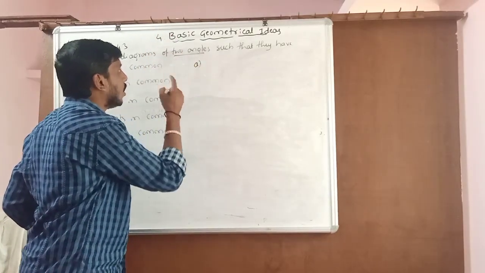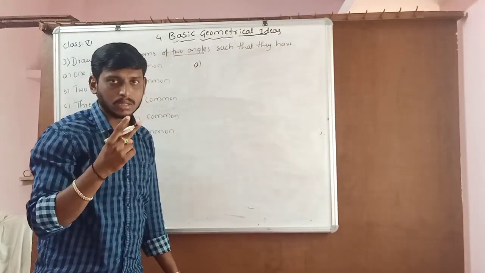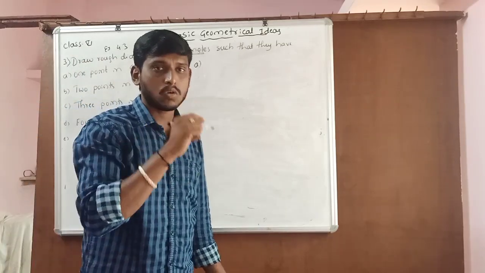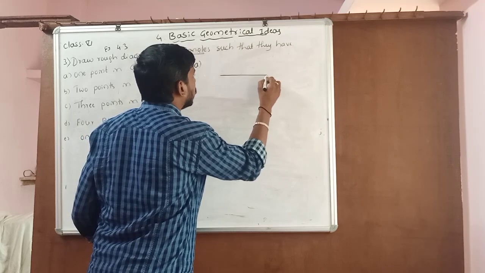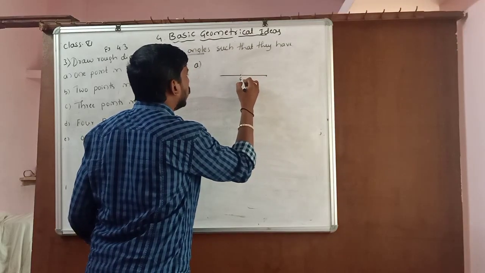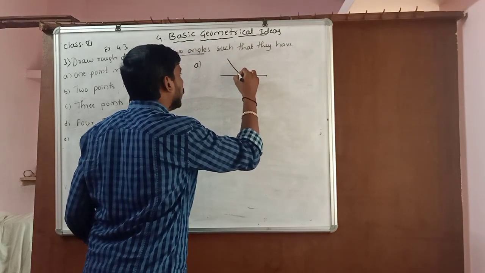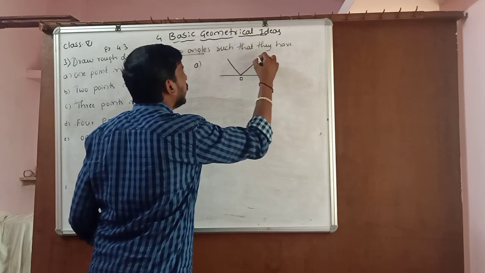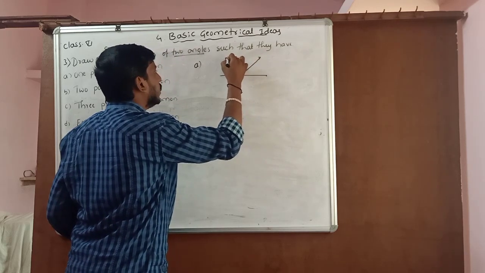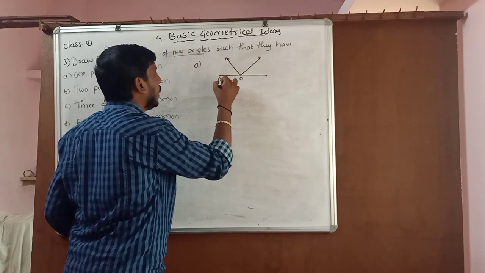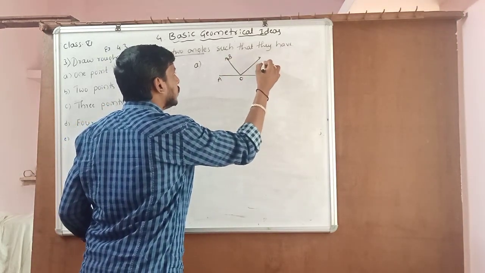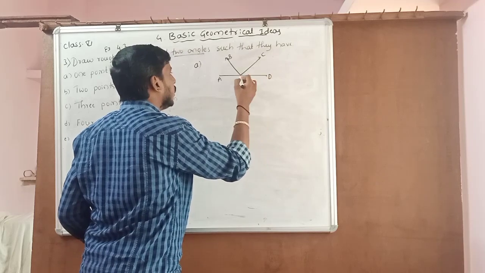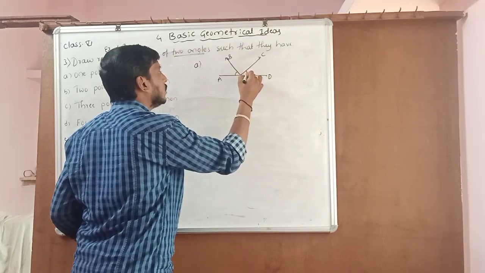How many angles do they want? Two angles, and one common point. For example, I will draw like that. This is the point O. This is one ray and this is one ray. I will mention the points. This is A, O, B, and this is C, and this is D. This is one angle and this is one angle.